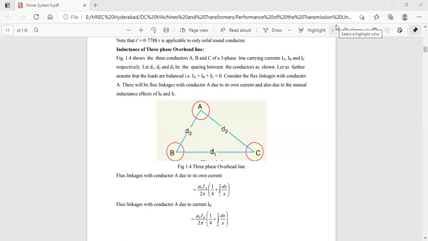Here d1 is the spacing between conductor B and conductor C. D2 is the spacing between conductor A and C. D3 is the spacing between conductor A and B. D is the diameter of the conductor, r is the radius of the conductor. Now you have to assume all these three conductors have the same diameter, so the radius is the same, but these three conductors are separated by unequal distances. That is, D1, D2, and D3 are unequal.